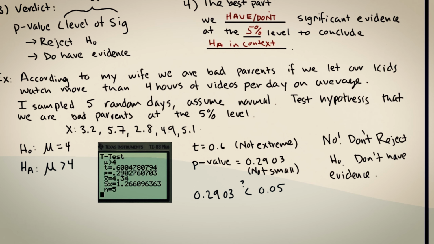Let's look at the reason that we don't have evidence in this case. The main issue is the very small sample size. This only comes from a sample of 5 days. In fact, when you look at the sample average, we got 4.34. So our data does support the idea that I'm a bad parent, but I just didn't collect enough data for this to really be significant evidence.